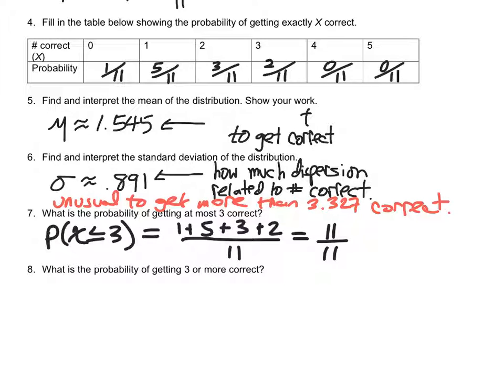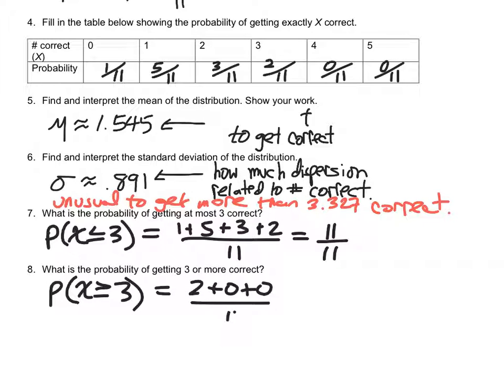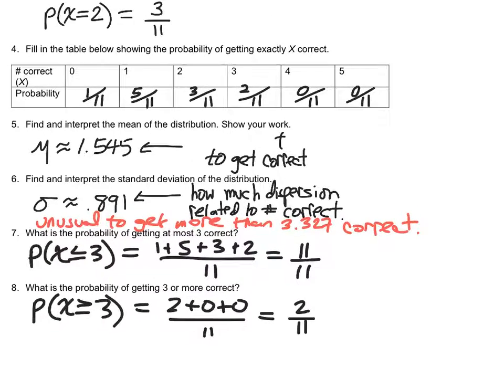Probability of getting 3 or more correct, right? So probability that x is greater than or equal to 3. That's going to be 2 plus 0 plus 0 out of 11. So 2 out of 11. All right. So not good. But what we want to do is take this and come up with a generalization for it. And that's something known as the Binomial Theorem.